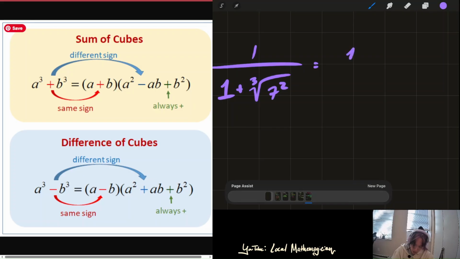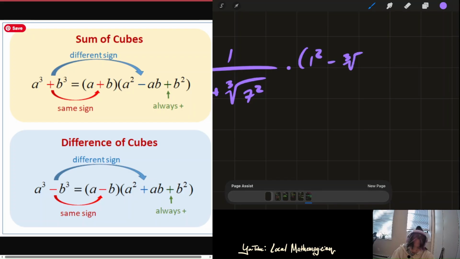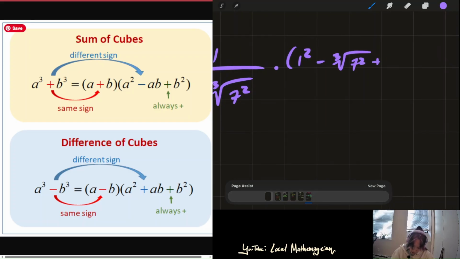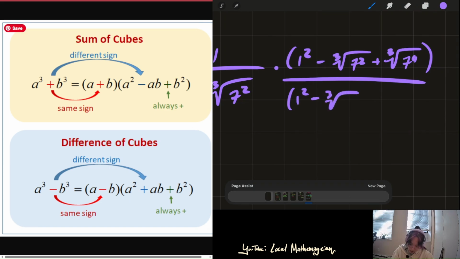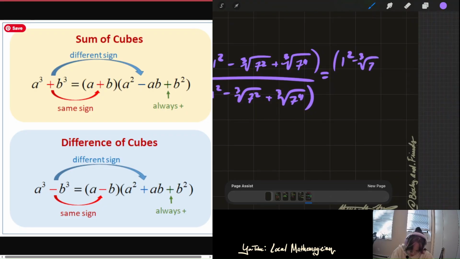You're going to say, oh, this is going to be multiplied by, okay, well, this is additive, so we're going to want the subtractive, so it's going to be 1 squared minus the third root of 7 squared, plus the third root of 7 squared, which is 7 to the 4th. Don't do it out, it's fine, leave it alone. If you really want to do it out, it should be 7 times the cube root of 7, but you don't have to do that. All over what? The same thing, 1 squared minus the third root of 7 squared plus the third root of 7 to the 4th. And if you do it out, the numerator stays the same because we're multiplying by 1 in this case.